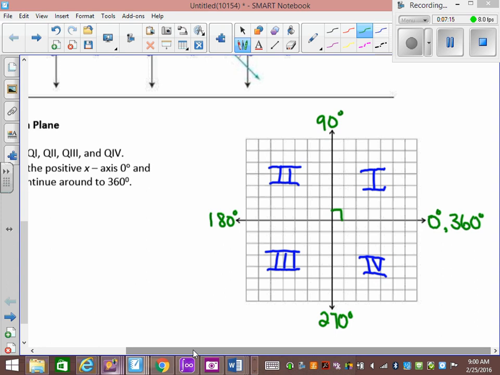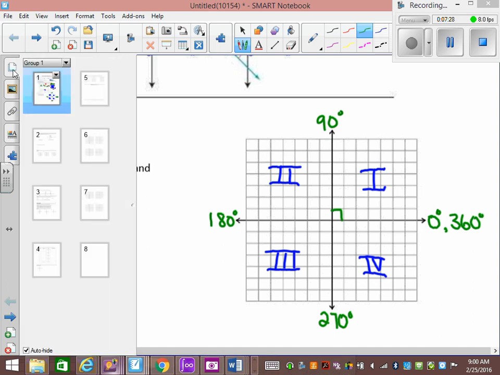So actually, if you look at the unit circle, if you go straight down the middles and straight down the sides, you'll see 0, 90, 180, 270, 360 drawn in that unit circle because the Cartesian plane can fit inside of it. Okay? Next page.